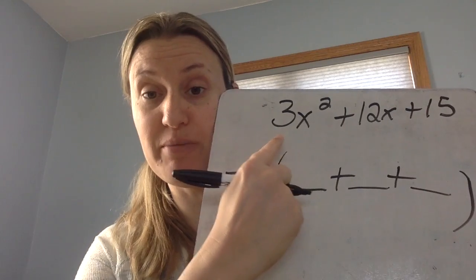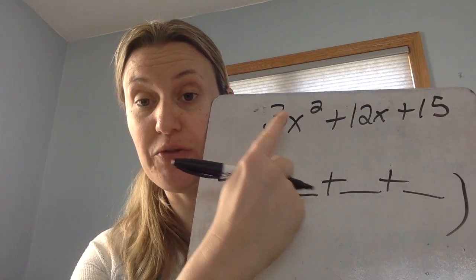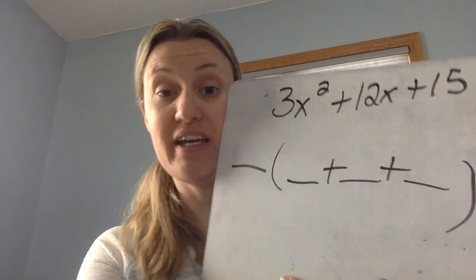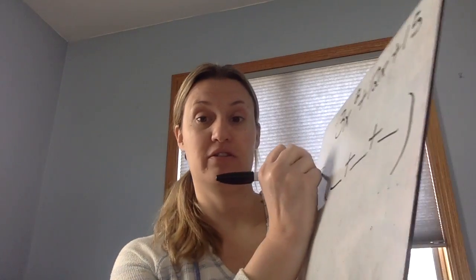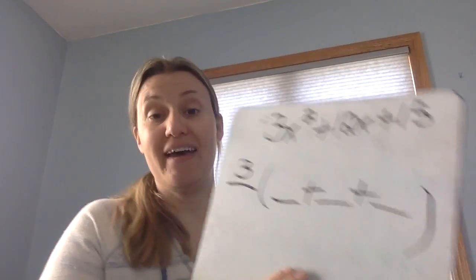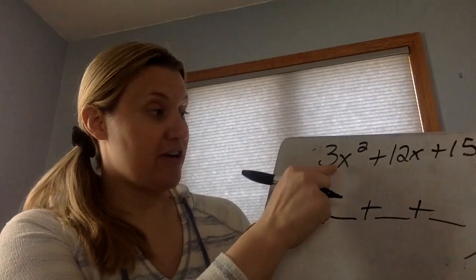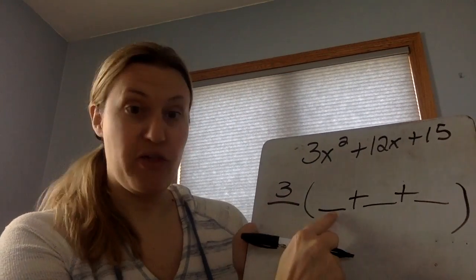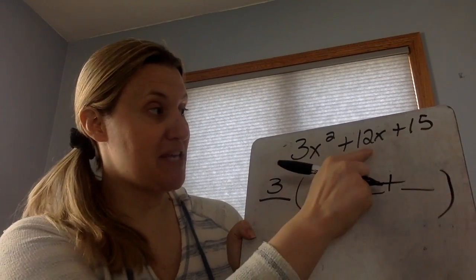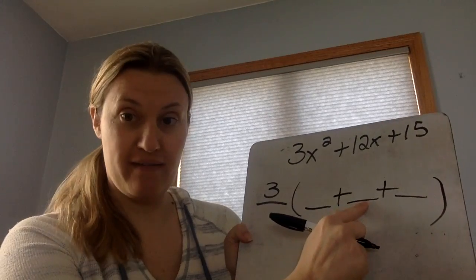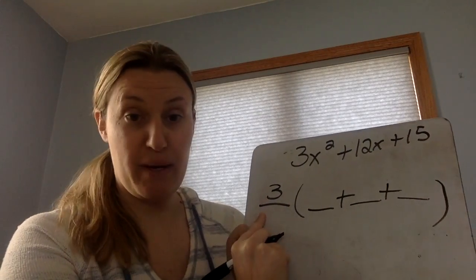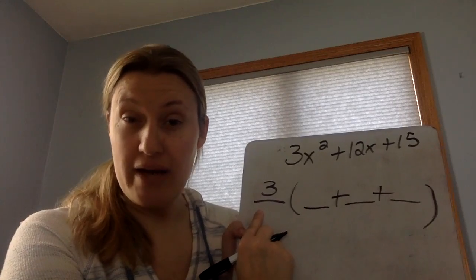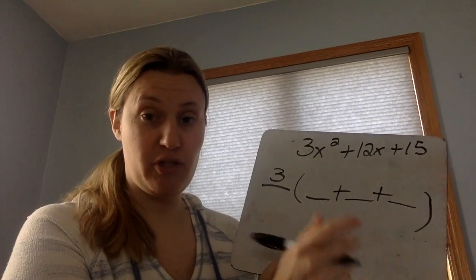So now we'll look at numbers. The greatest common factor of 3, 12, and 15 is 3. So that's going to go here. Then, to figure out what's going to go here, I'm going to take 3x squared divided by 3, get my answer. What goes here? 12x divided by 3. And what goes here? 15 divided by 3. Some of you can do that in your head. Some of you, because you're more visual, are going to want to write it.